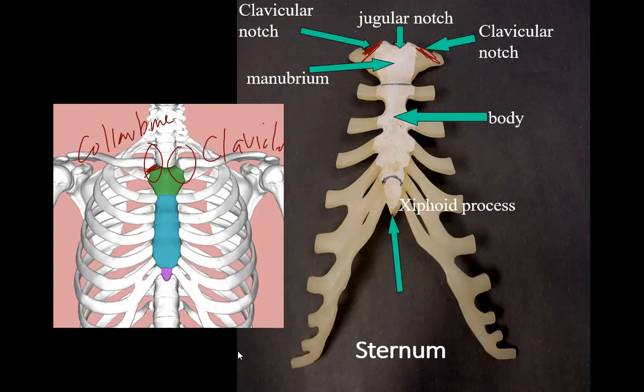And a lot of the flexibility of our rib cage, the thoracic cage itself, is due to the clavicle articulating on the sternum and on the scapula, the shoulder blade. Okay.